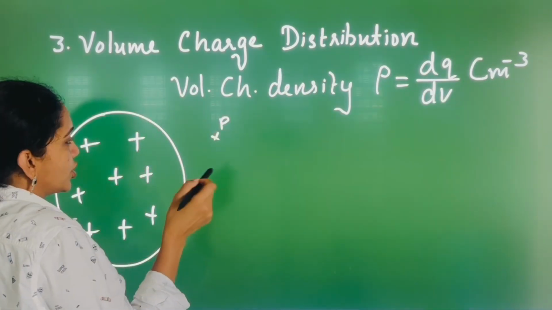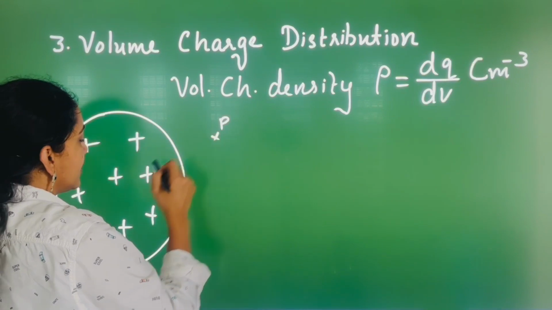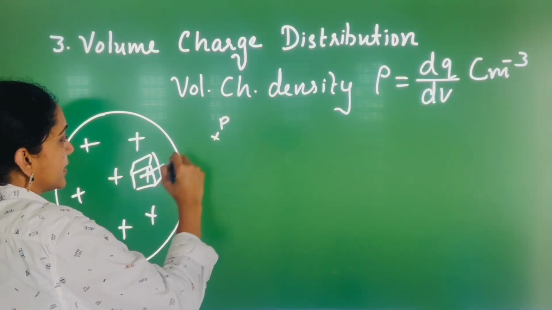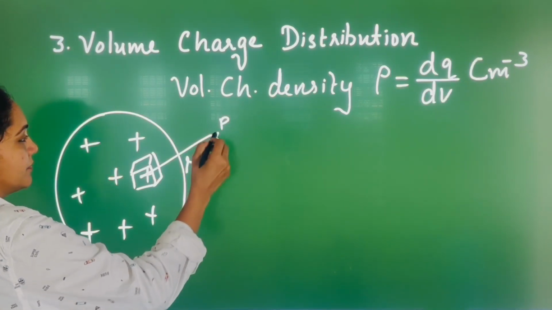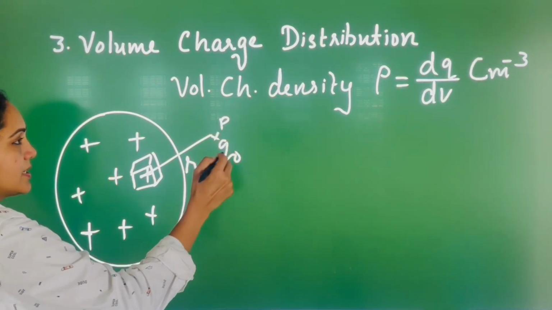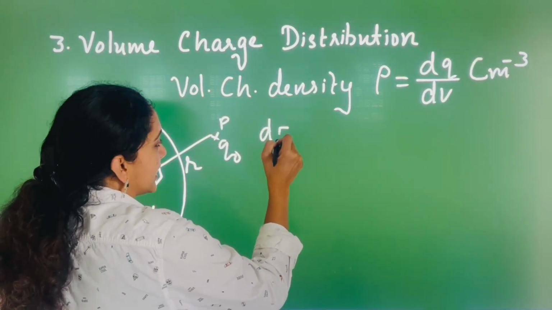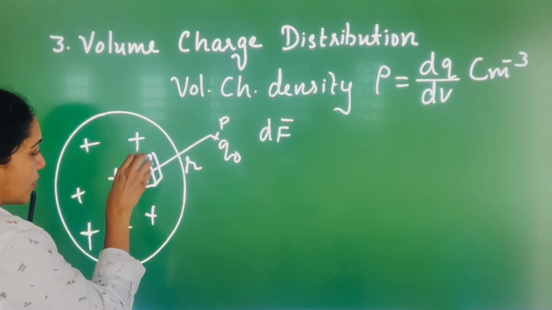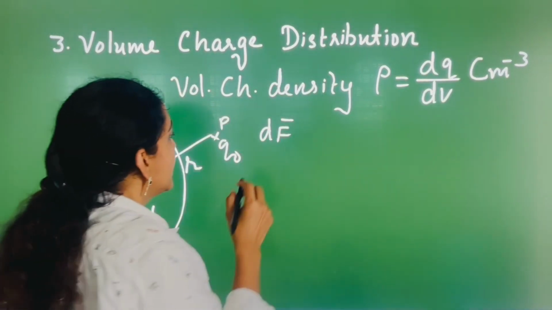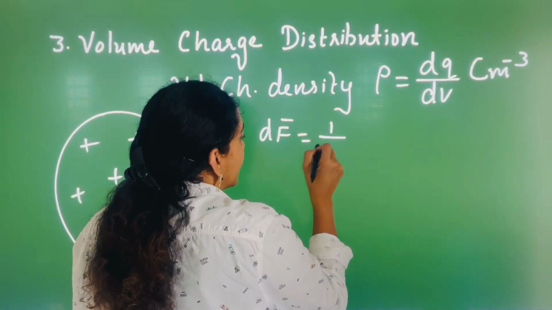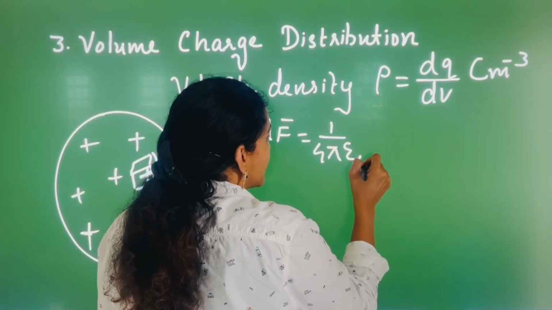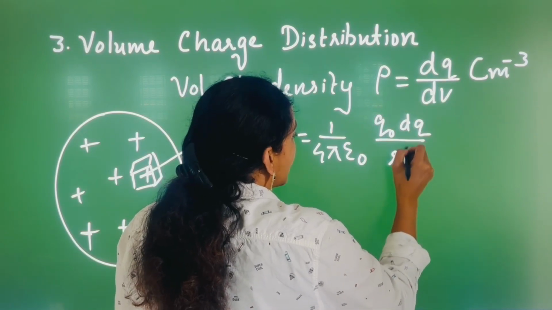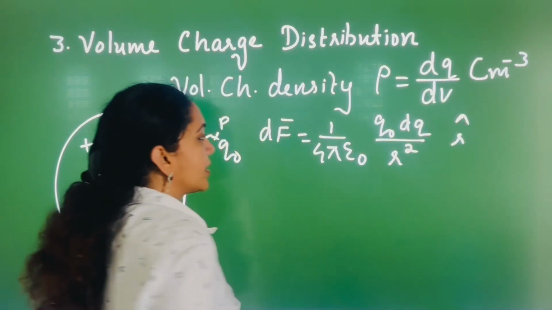Then we are going to find the force between a small volume element, ഇതൊരു volume element ആണ്, at a distance r where the charge q0 is placed. Then we can write dF. Force at this point due to this small volume element is dF is equal to 1 by 4 pi epsilon 0 q0 dq divided by r square unit vector r.